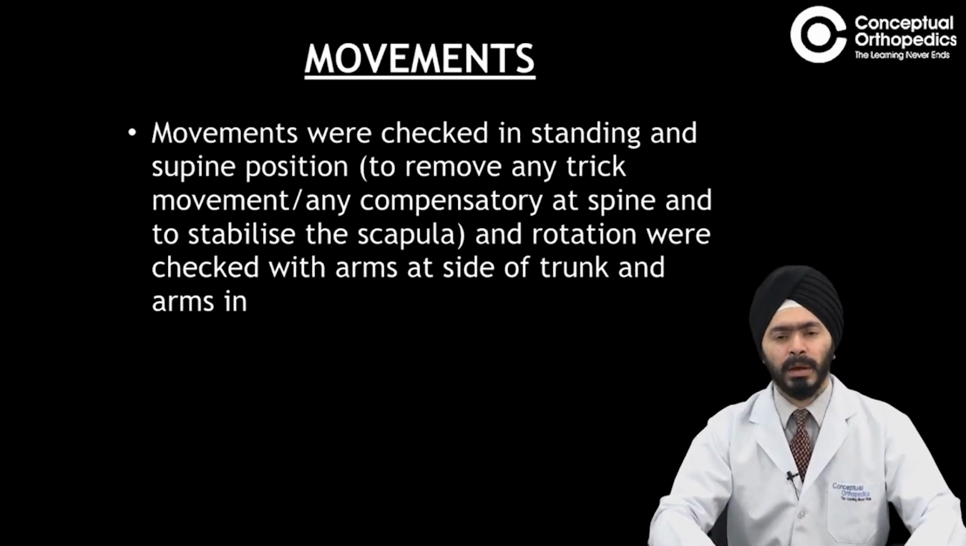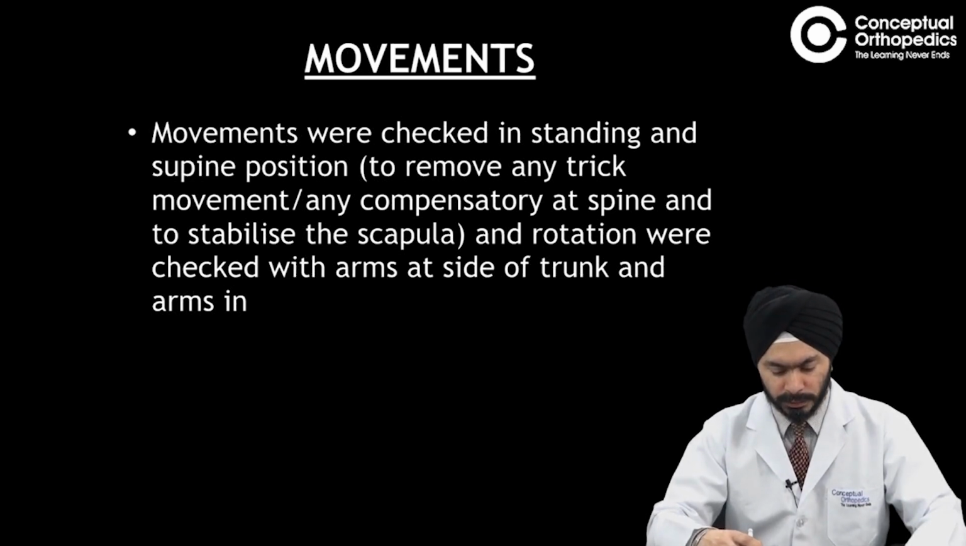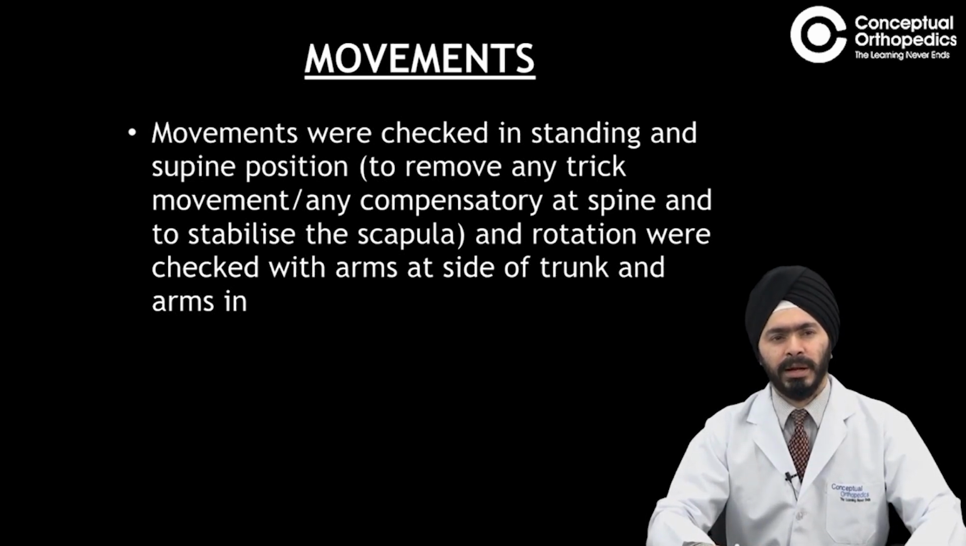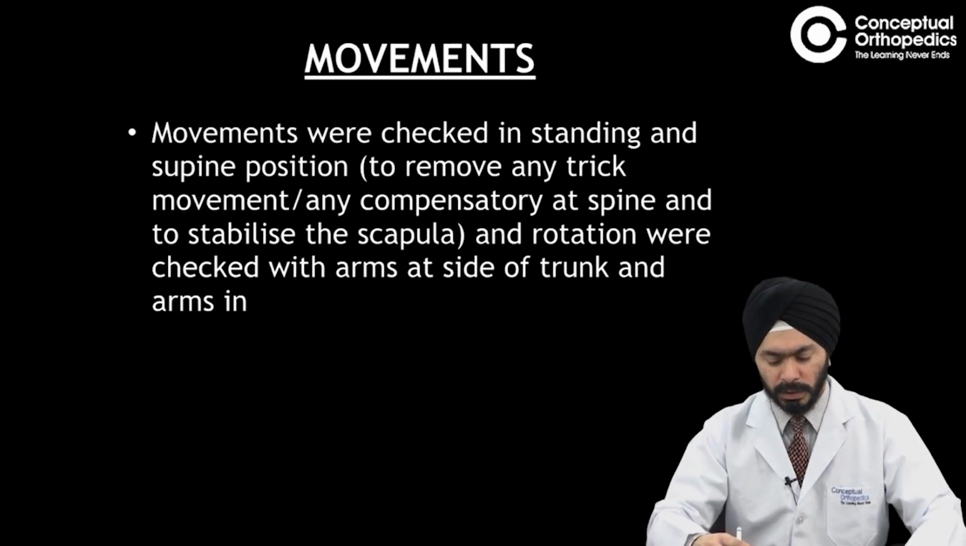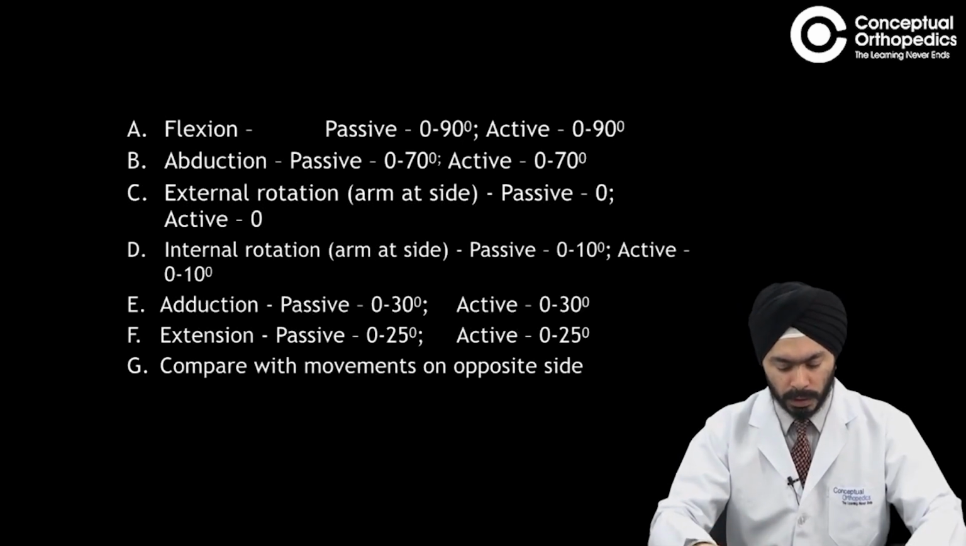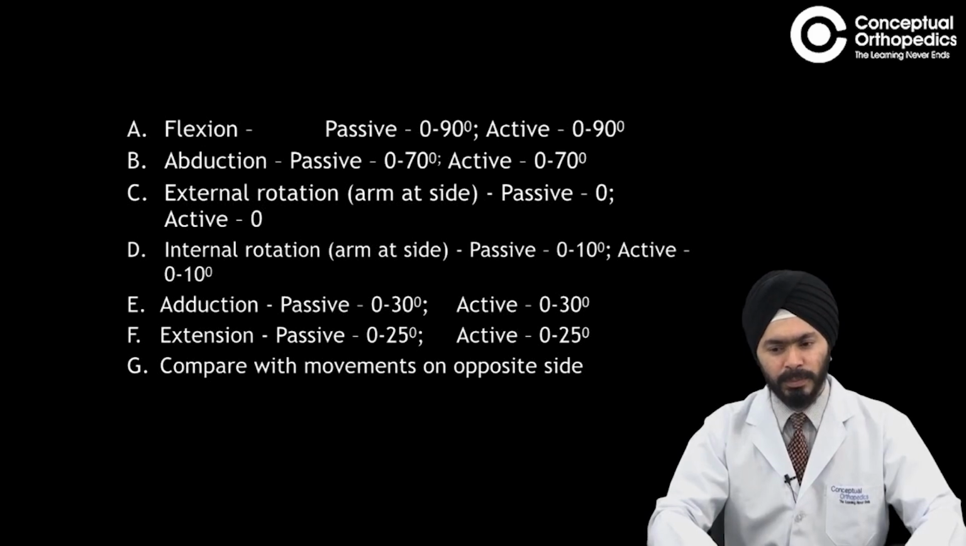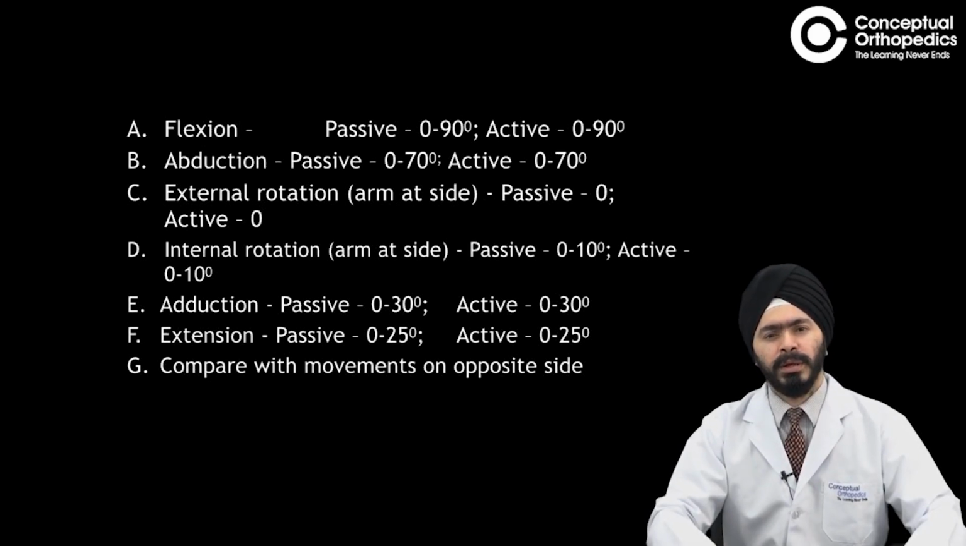Movements you have to check in sitting and supine position, and with the arms at the sides and at 90 degrees, specifically 90 degree abduction for the rotations. In a patient with neglected posterior dislocation, the most specific finding would be complete loss of external rotation, which is termed as locked in internal rotation.